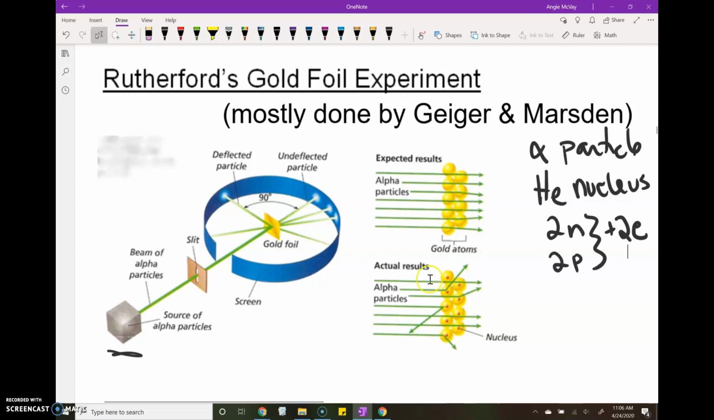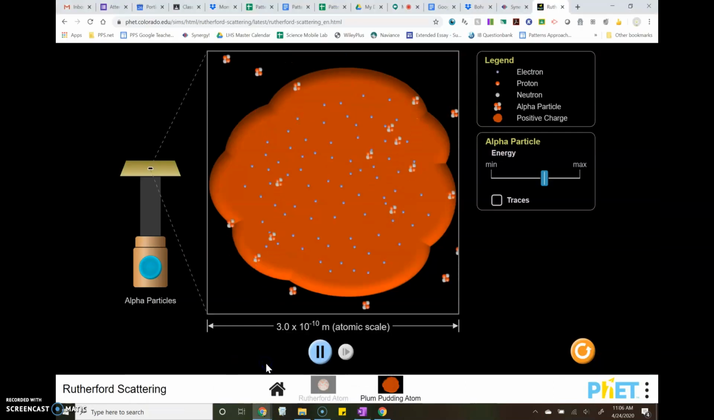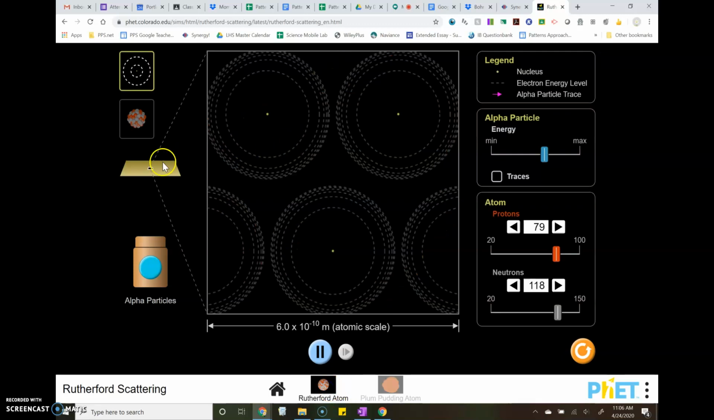But what they really did see is something unexpected. When they shot those alpha particles at the gold foil, some of the alpha particles went straight through, just a few. Some of them got deflected at an angle, and some of them bounced back. And that was the most surprising. So let's take a look at that simulation again. So this is the plum pudding model. Take a look at the Rutherford atom. This is what really happened, where we shoot some alpha particles. In this one, the alpha particles are purple.